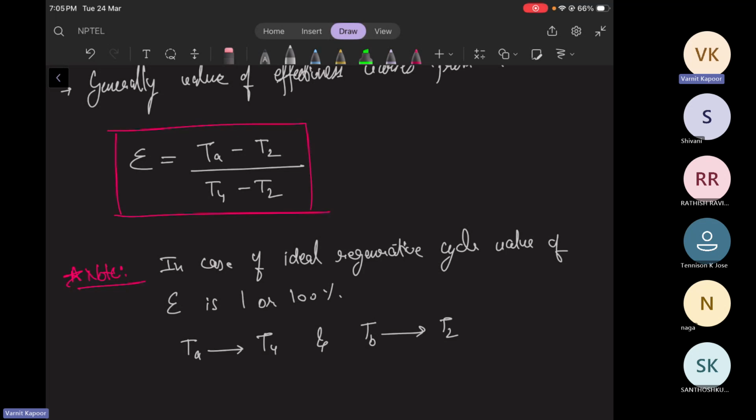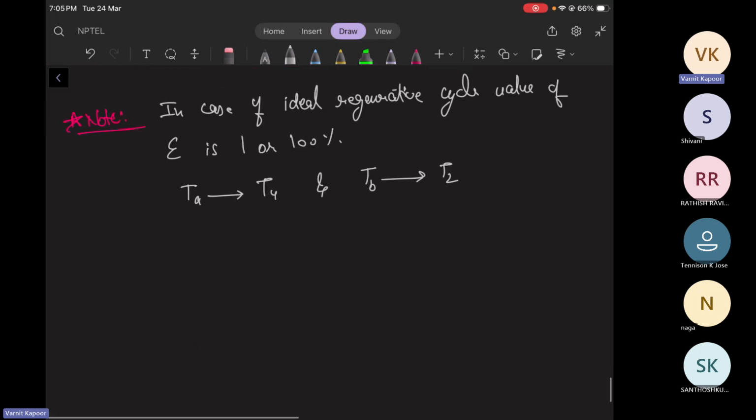Now we have got the effectiveness, we need to get the efficiency of this cycle also, because we have reduced the heat supplied, so efficiency is going to change, and it is eventually higher. So let us get the expression for that. Efficiency of a simple regenerative cycle.